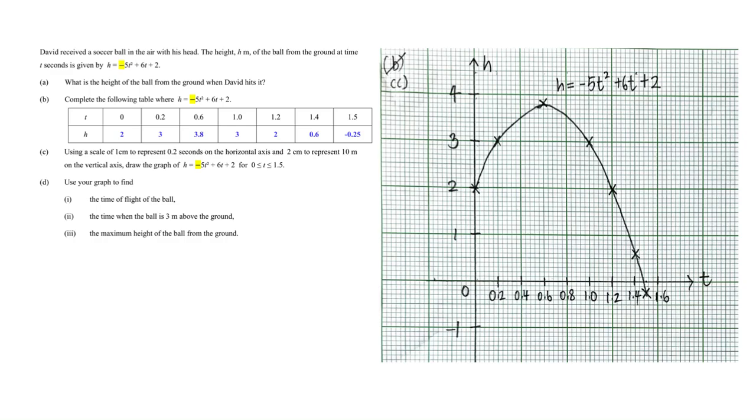Hello everyone, welcome to this part of the question where we will explore part D of this particular question. Having drawn the graph, we will now need to look at these three parts of part D, whereby we have to use the graph to find the time of the flight of the ball. That means where this ball is in the air.